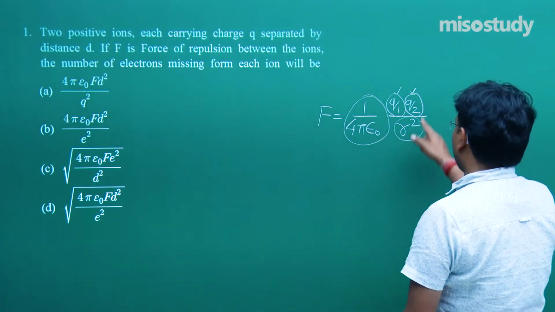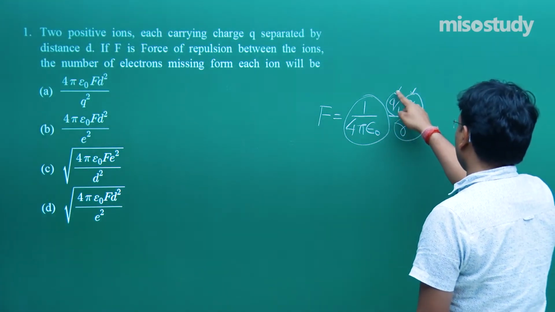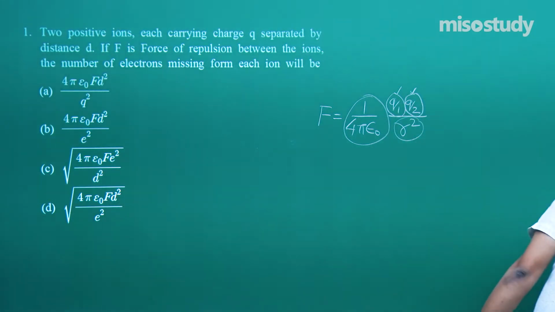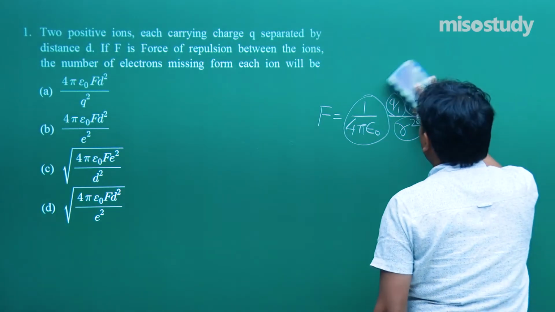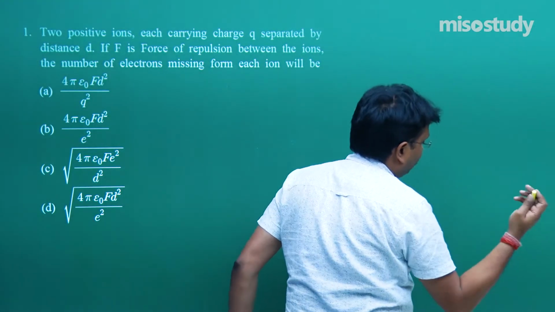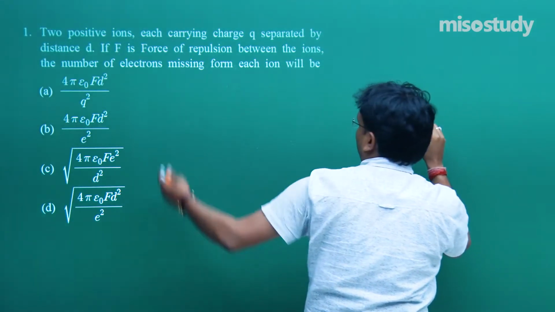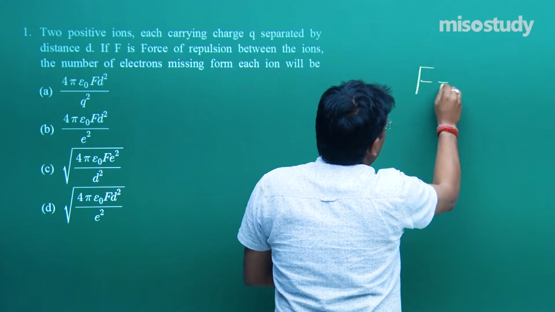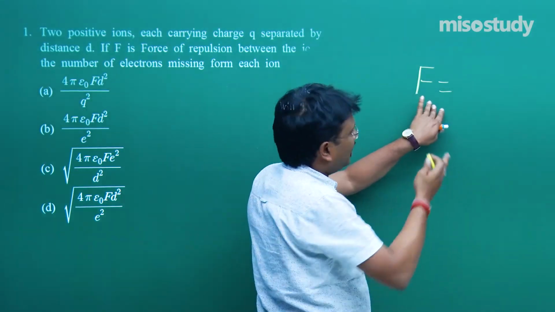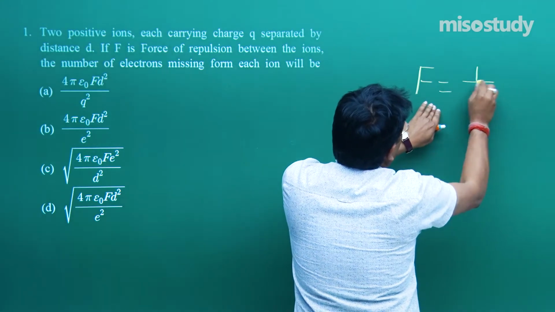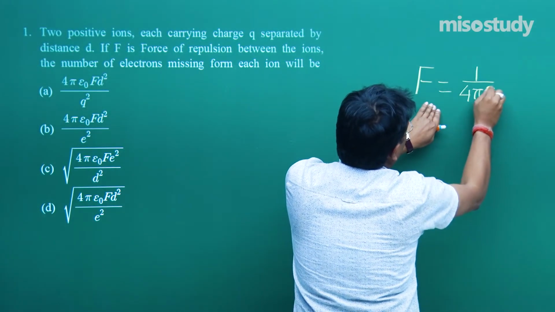Now, what do I have to do? I have to do something with this Q1 and Q2. So let's say I'm going to utilize the formula over here with a different color chalk. The question is in front of you. So F, that is the force of attraction, that's why the sign is positive, is 1 upon 4 pi epsilon naught.